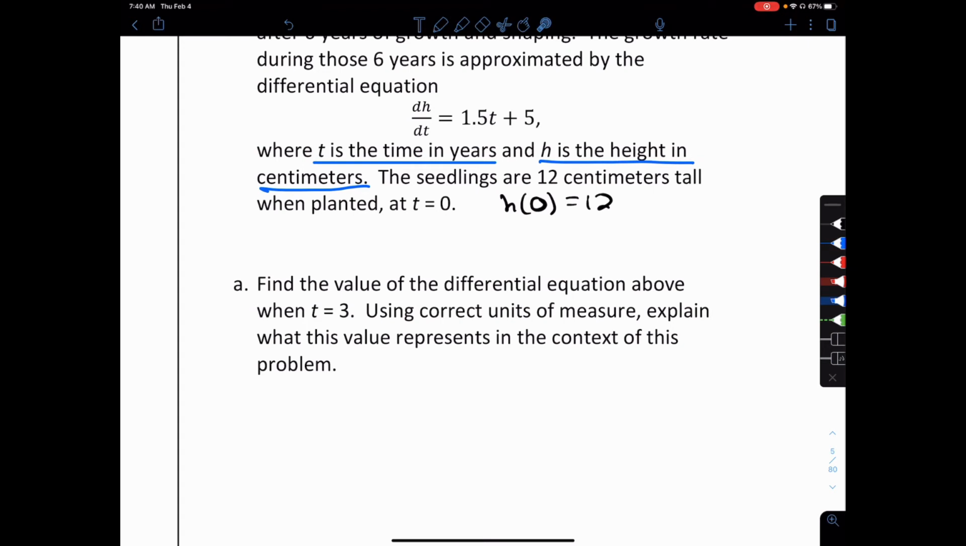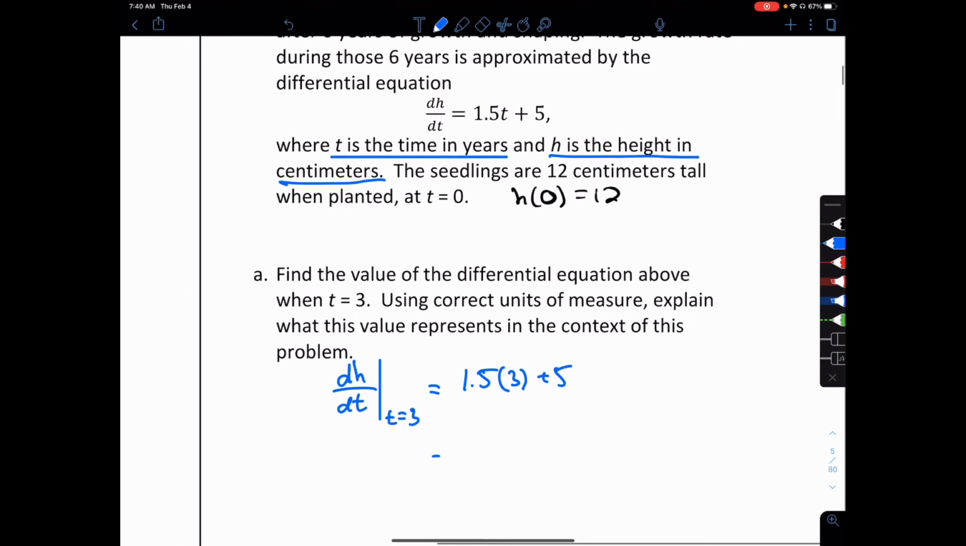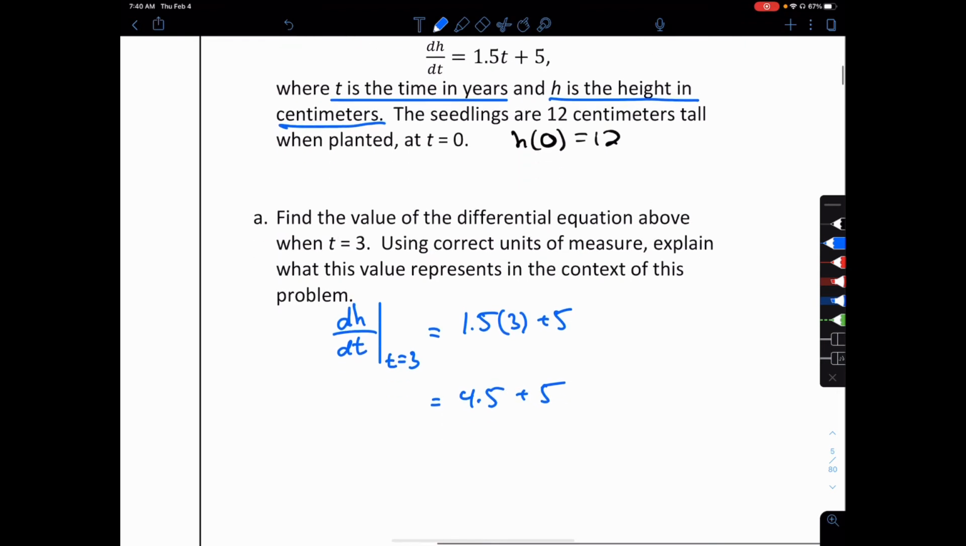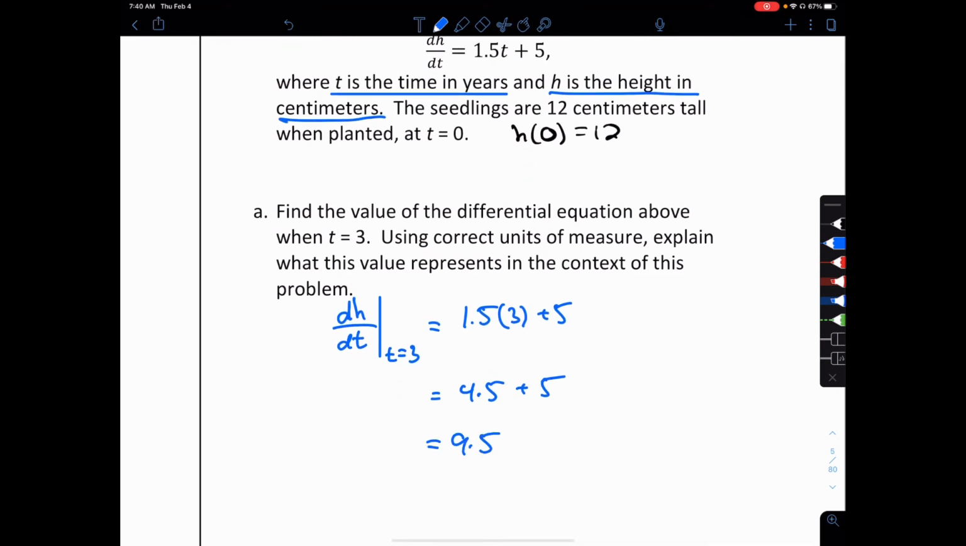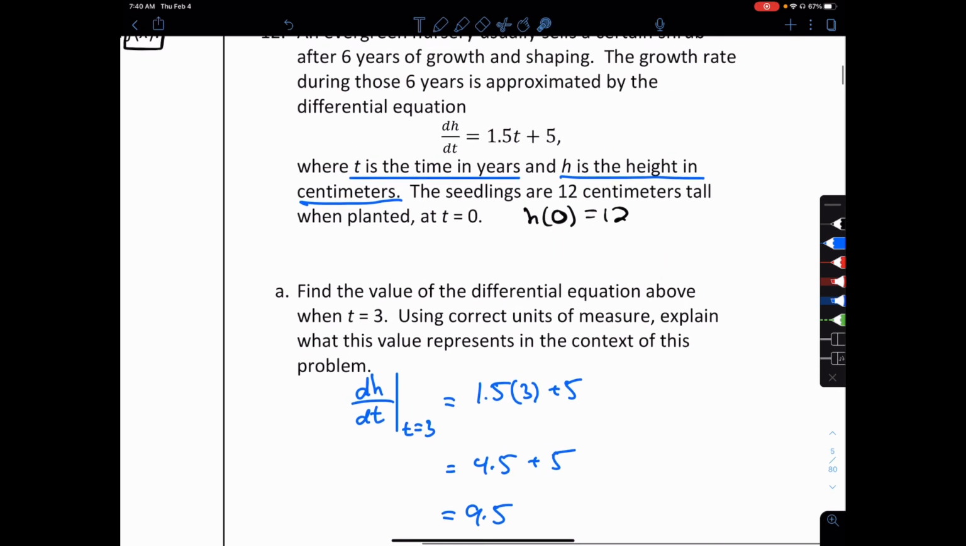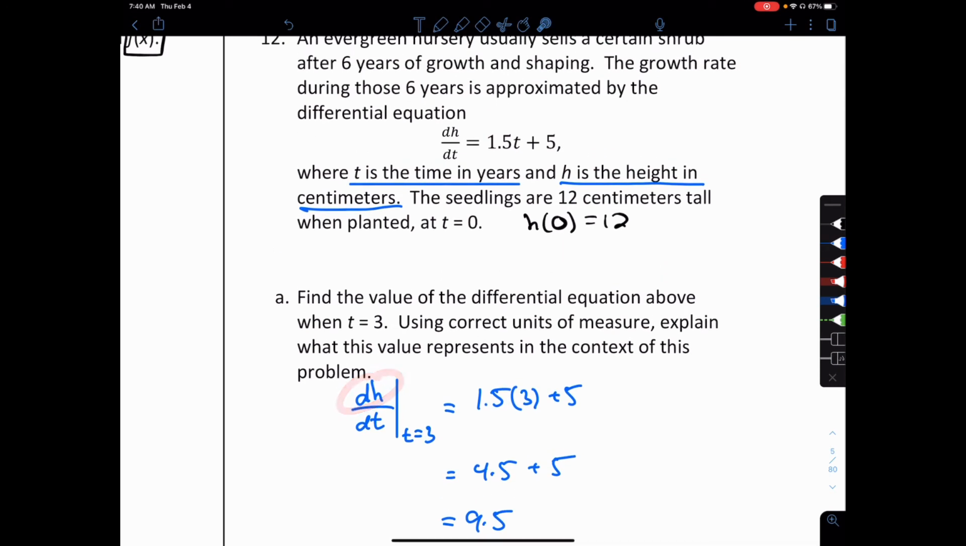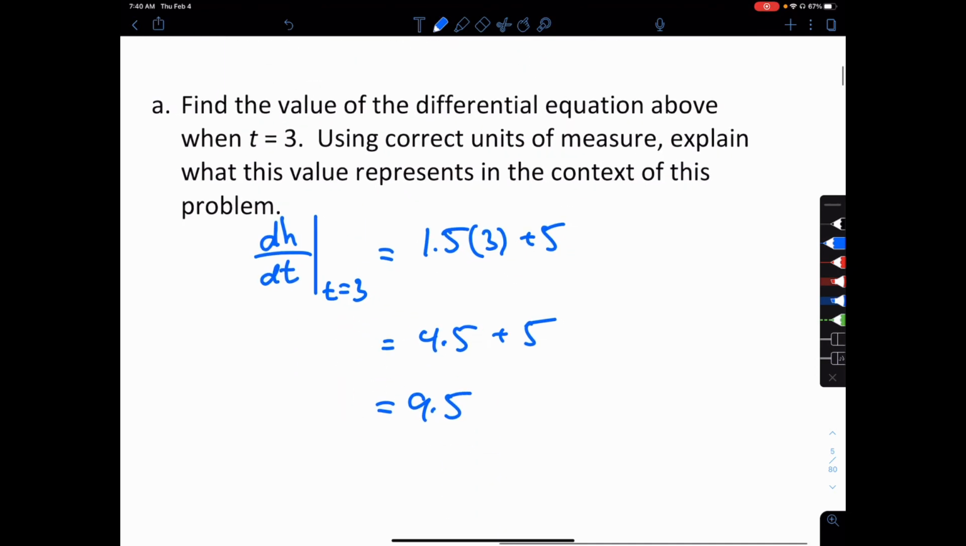So it's telling us find the value of the differential equation. This is the differential equation using t equals 3. Using proper notation, I should say, it's the derivative of h with respect to time evaluated at t equals 3. That's going to be 1.5 times 3 plus 5, which is 4.5 plus 5, which is 9.5. What kind of units are we going to use here? h is in centimeters, t is the time in years. So this is going to be centimeters per year.